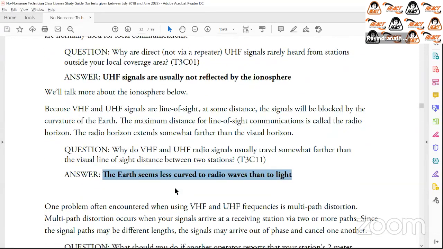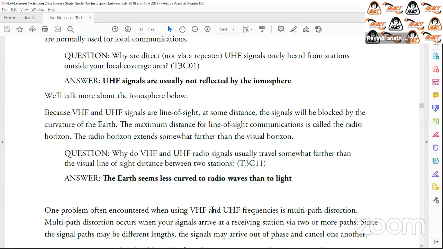So let's talk about a problem associated with VHF and UHF frequencies. There's a concept called multipath distortion. So imagine you are transmitting a radio signal and it leaves you and it gets to your destination. But sometimes signals can arrive at that destination through different paths. It could go straight, but it might actually bounce off a very large water tank on a hill and arrive at your destination. But that signal will be delayed compared to the first signal.